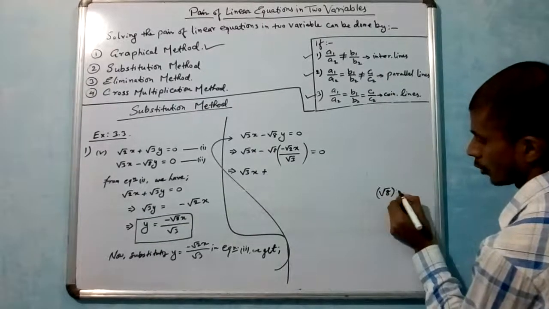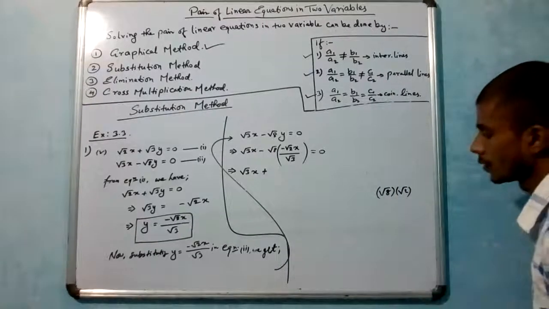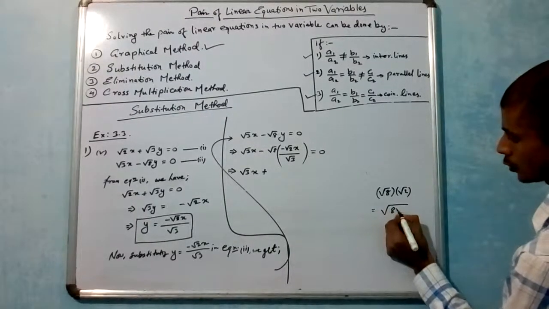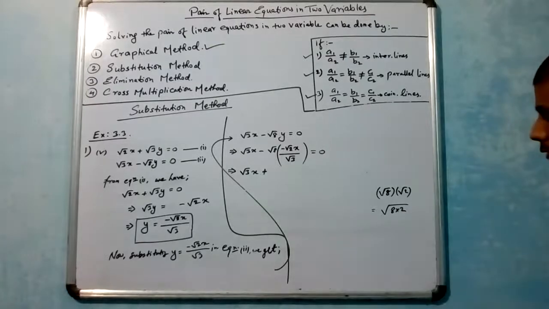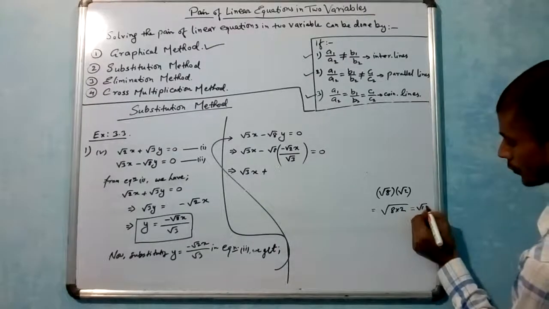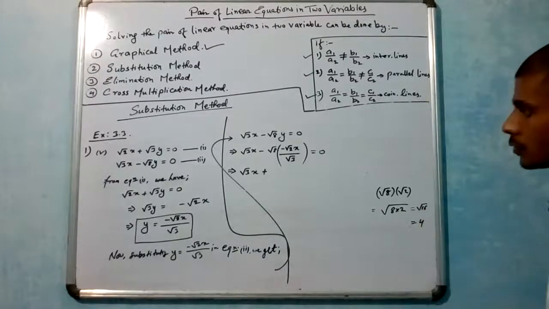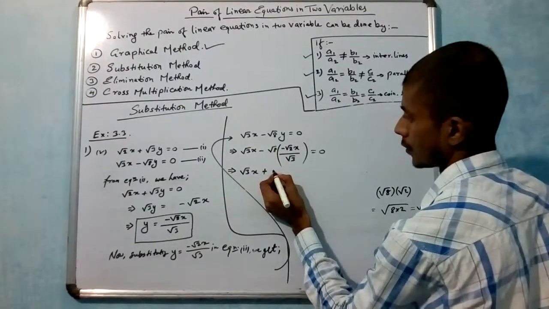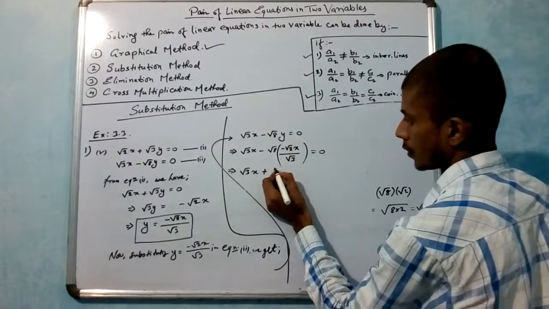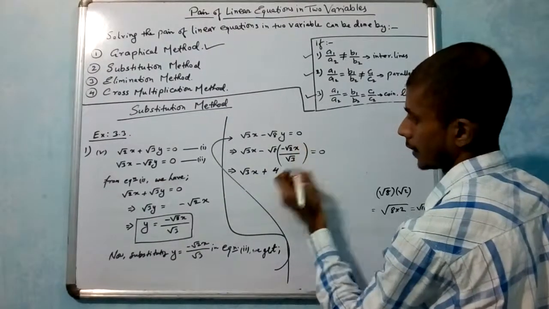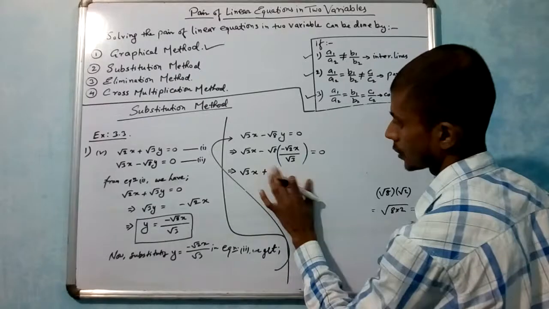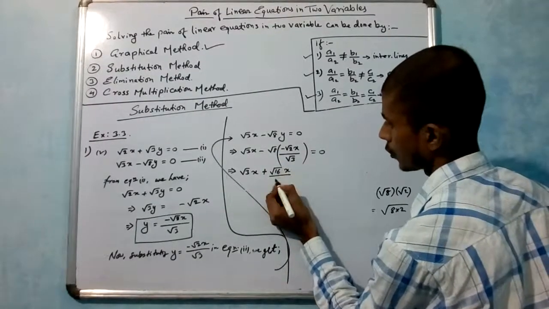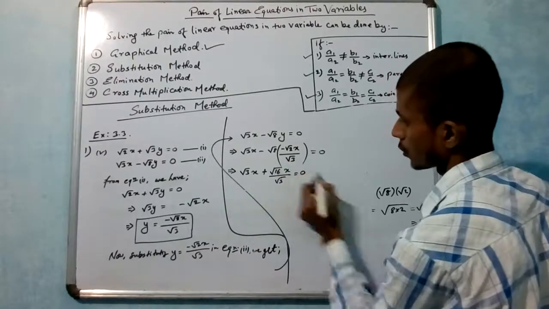Root 8 into root 2, how much? Both are square roots, so 8 into 2 will go inside. So root of 16, and root of 16 we know is 4. Write here root 16 first. Can I write root 16? Root 16 x by root 3 is equal to 0. Okay.